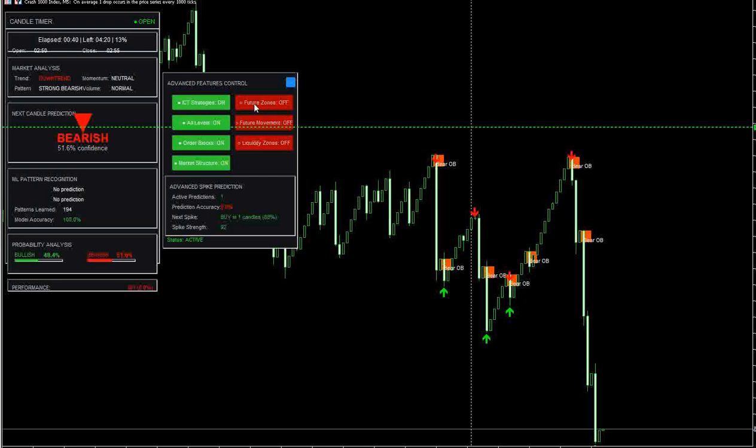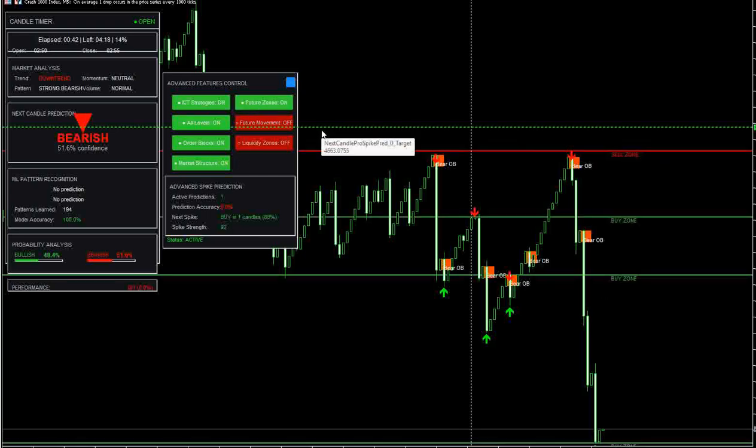Now we have future levels. When I click on this, it will predict the possible entry level for me. Like below here, I have a buy level. Then here I have another buy zone. Here a buy zone. So here a sell zone. Since I'm trading for spike, I will just put my sell orders at this particular zone, using the future prediction zone.